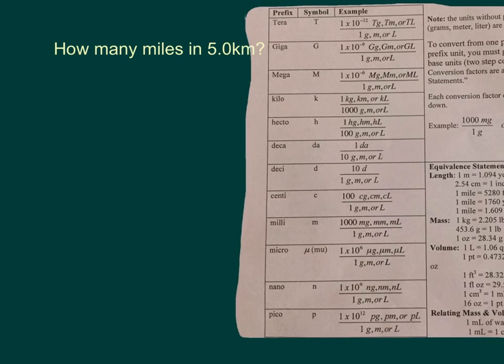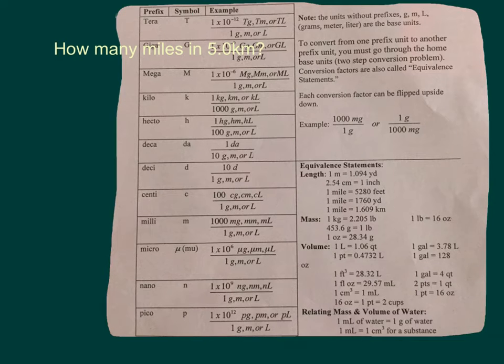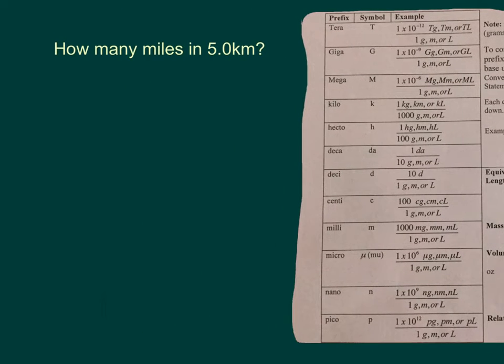So I might pull out my handy-dandy pink sheet and look on there, and I know in this category here, there's nothing about a relationship between kilometers and miles. But if I investigate over here, I see that 1 mile is 1.609 kilometers. So I'm going to use that as my conversion factor.